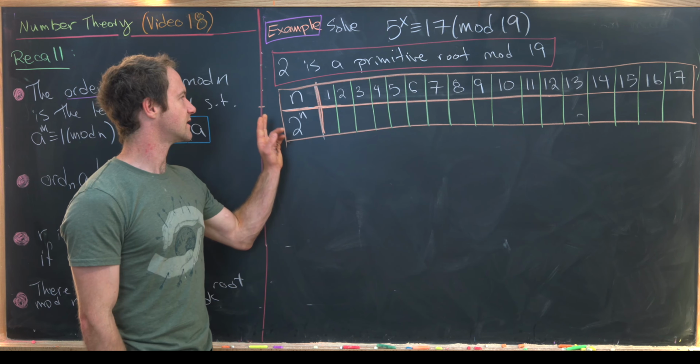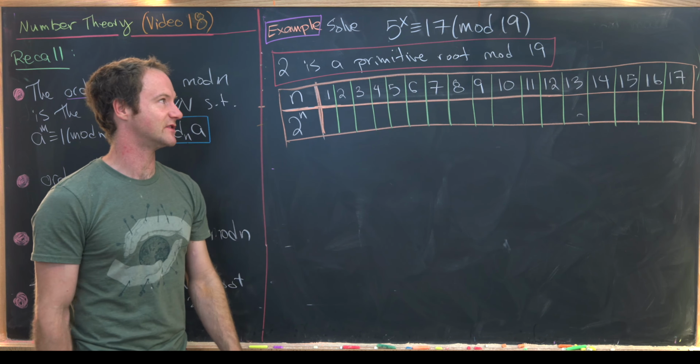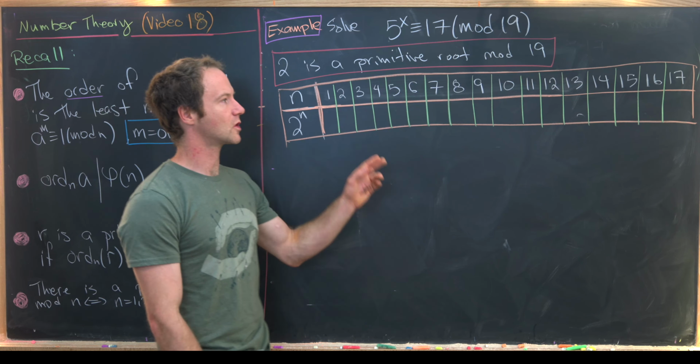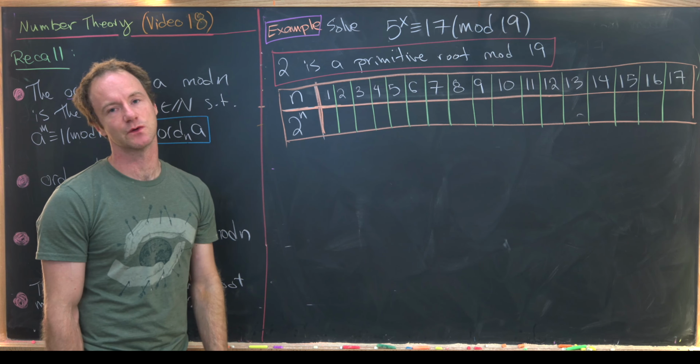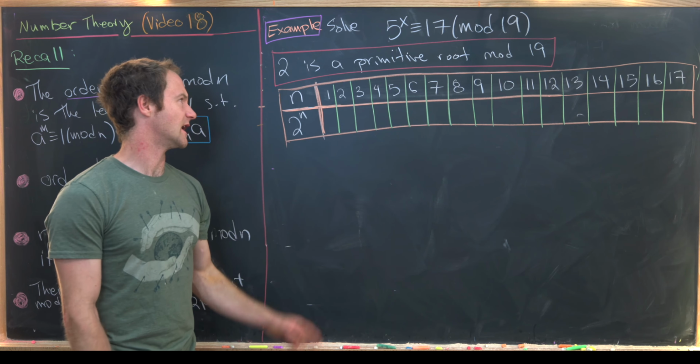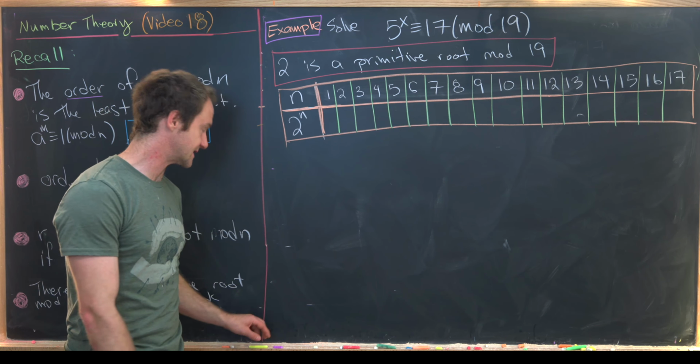So notice I've worked from n equals 1 to 17. We know that 2 to the 0 is 1. Furthermore, 2 to the 18 is also 1 by Fermat's little theorem. So that means these are the only powers of 2 that we really need to calculate.